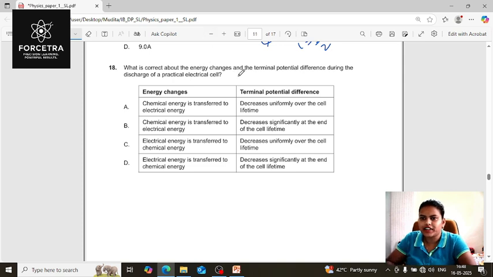What is correct about the energy change and the terminal potential difference during the discharge of a practical electrical cell? So in an electrical cell, chemical energy is converted to electrical energy. So A or maybe B is correct. Let's see about the terminal potential difference. Terminal potential difference decreases uniformly over the cell lifetime, and the second is decreases significantly at the end of the cell lifetime. So the potential difference of a battery does not decrease uniformly. It decreases depending on the lifetime of the cell. So B is the correct one. At the end, it decreases significantly.